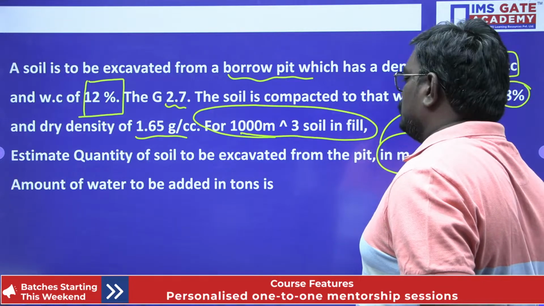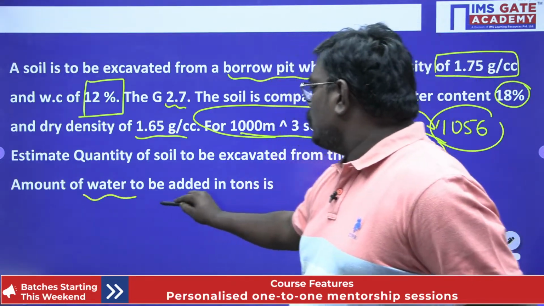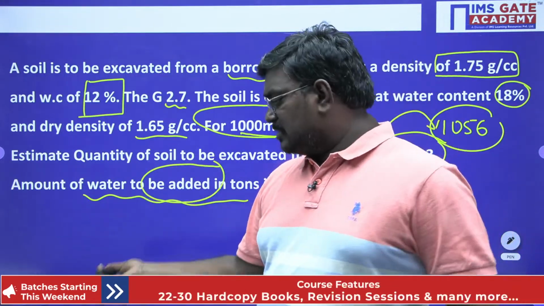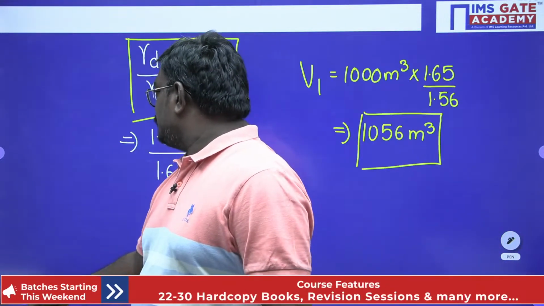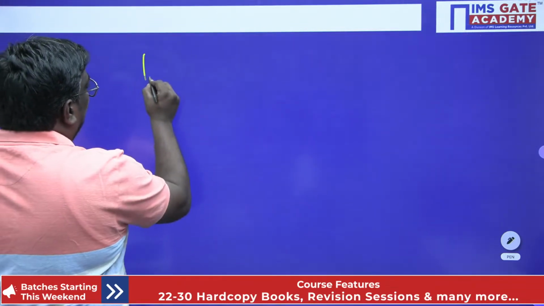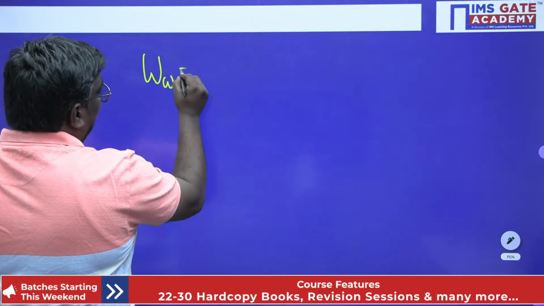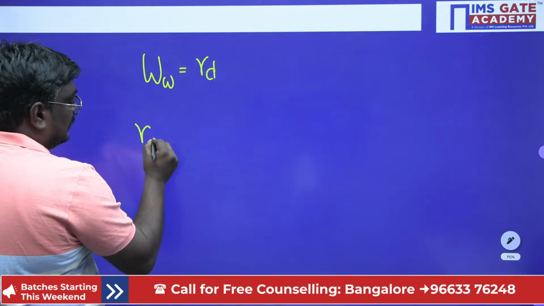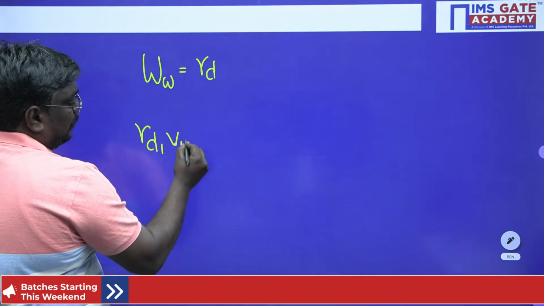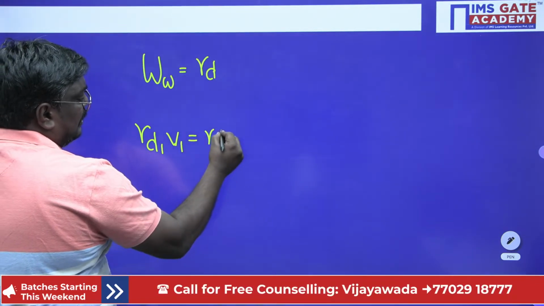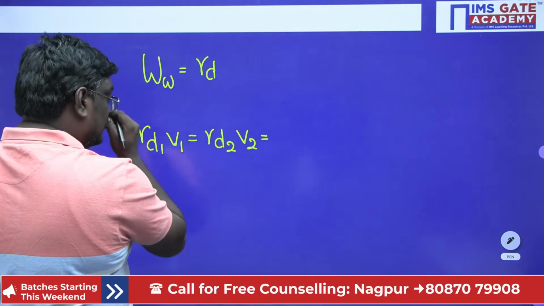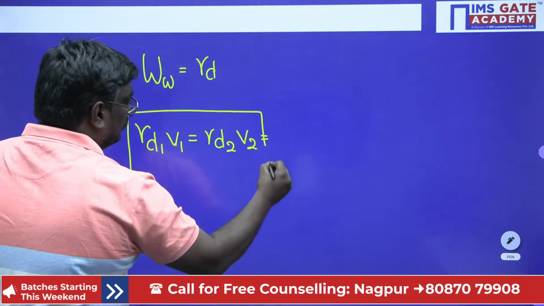Again the same question he has asked: what is the amount of water to be added? This is very, very important, students. The same thing we have done in the previous problem. When they ask you the weight of water to be added in tons, it is given by the formula. One important relation you should be aware of: gamma d1 is equal to gamma d2 into V2, or you can write this as the weight of solids.